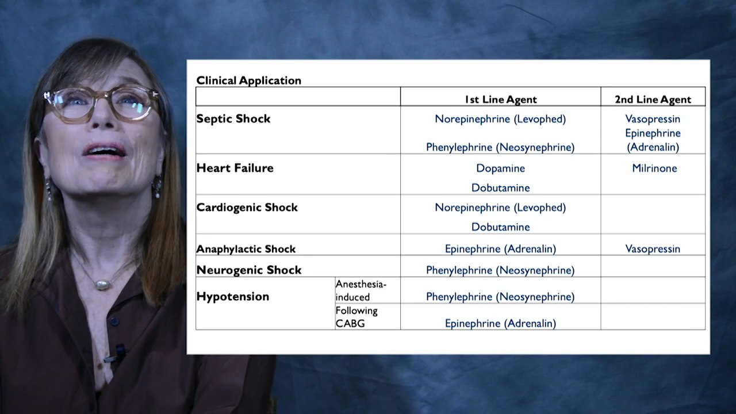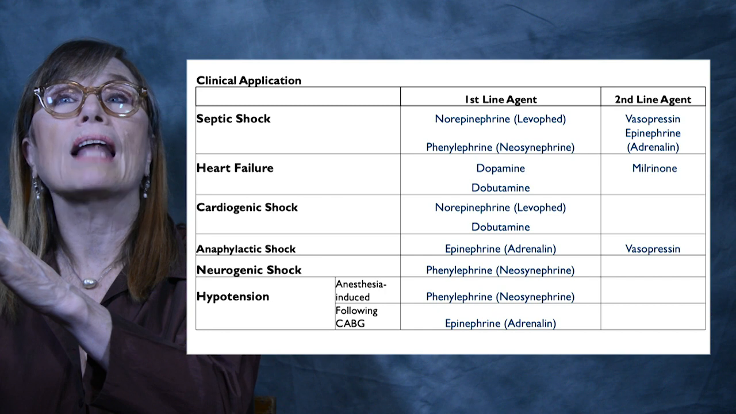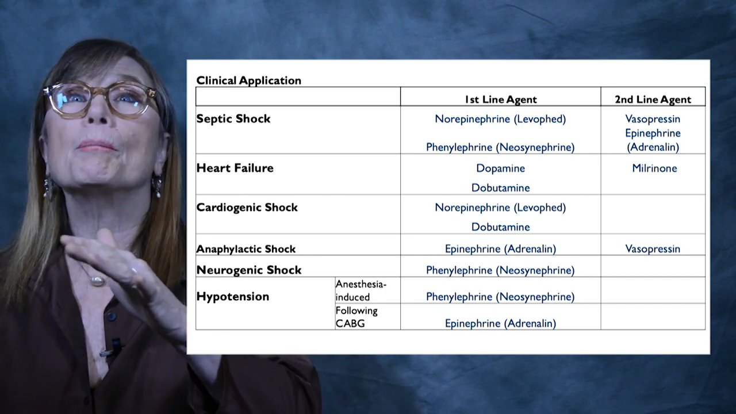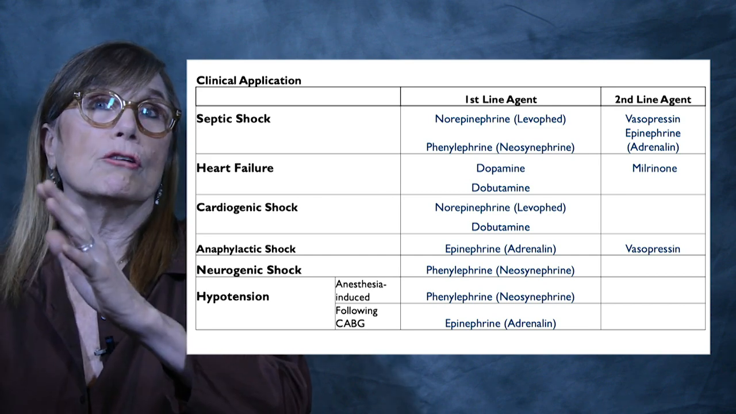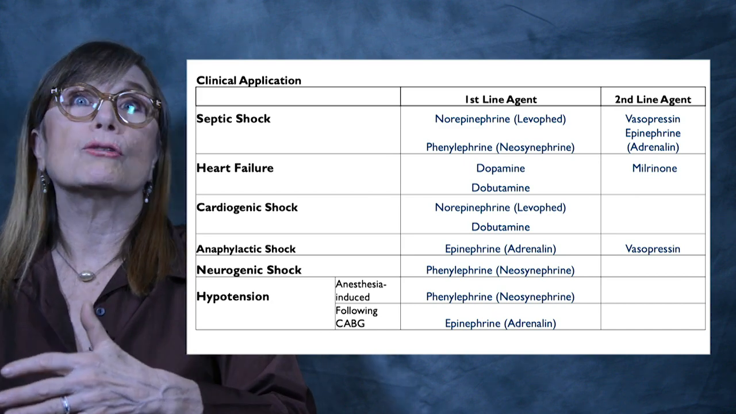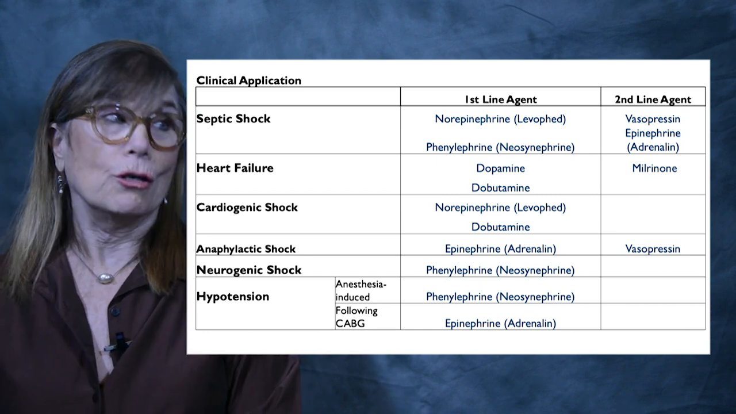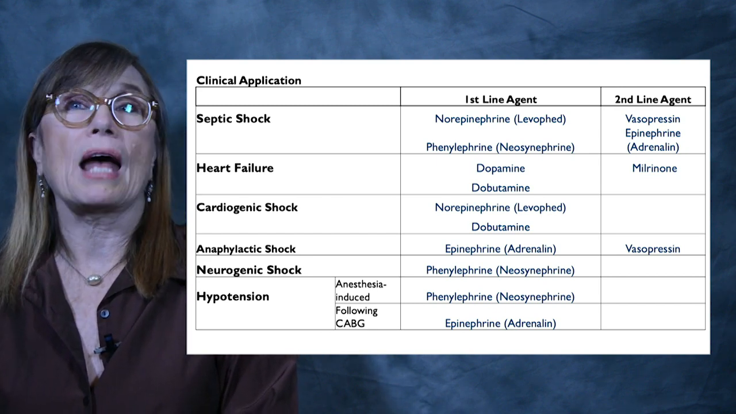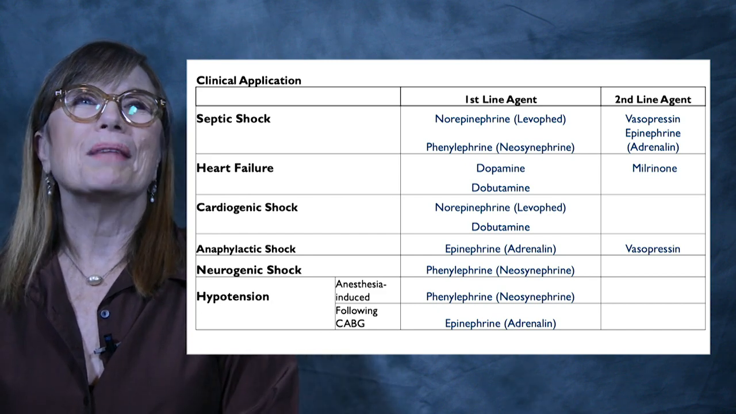So as I said, for septic shock, our primary agent is norepinephrine, could be phenylephrine, with second line agents vasopressin and epinephrine. Heart failure, dopamine, dobutamine, and as a second line agent, milrinone, which is a positive inotrope and a vasodilator. Cardiogenic shock, norepinephrine plus dobutamine. Anaphylactic shock, epinephrine or vasopressin. Neurogenic shock, neosynephrine. And hypotension induced with anesthesia, neosynephrine, or following open heart surgery, epinephrine.